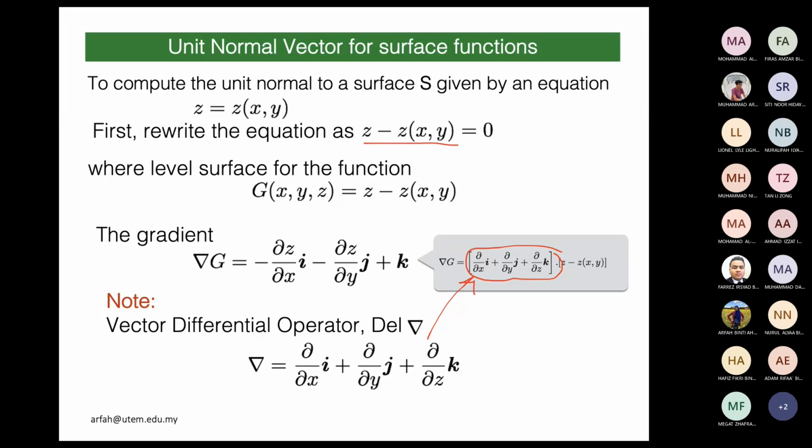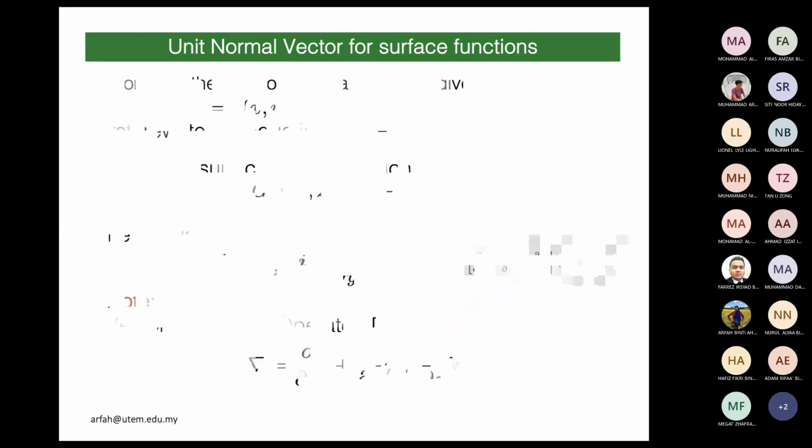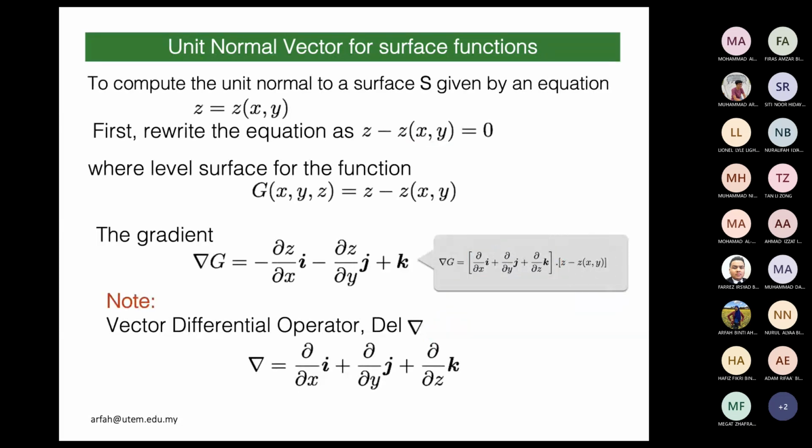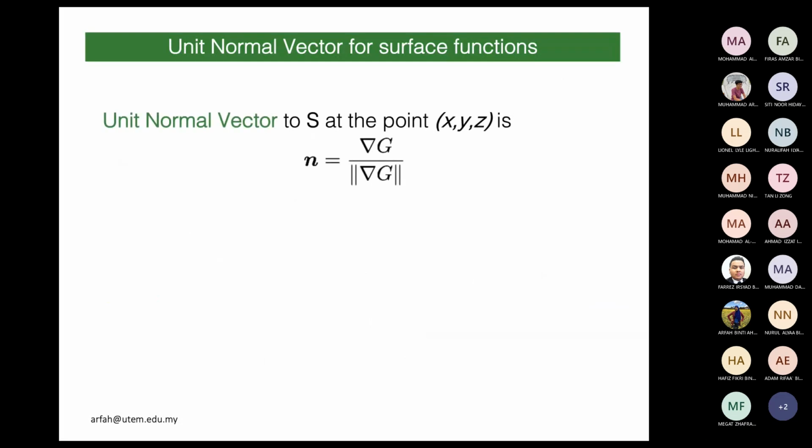Okay. And this is the gradient. How to get the gradient? So the unit normal vector to S, that is n, at the point x, y and z, is given by the unit normal vector n equal to taking the gradient g divided by the Euclidean length of the gradient g. So the Euclidean length, ni macam yang kita tengok dalam unit normal vector atau dalam vector yang awak belajar vector value function dalam engineering mathematics 1 as well. So later on we will recap.